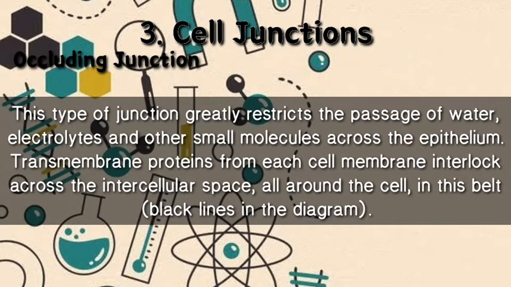The first type of cell junction is the occluding junction. This type of junction greatly restricts the passage of water, electrolytes, and other small molecules across the epithelium. Transmembrane proteins from each cell membrane interlock across the intercellular space all around the cell in a belt.